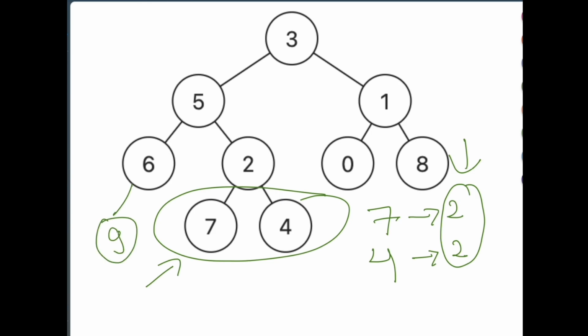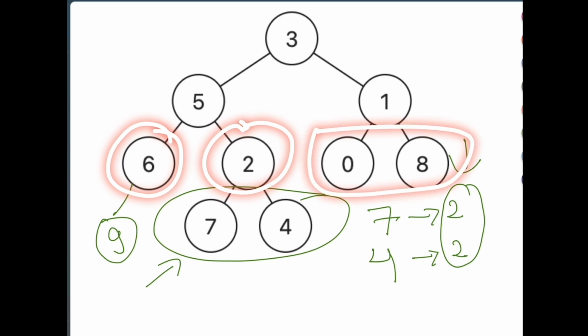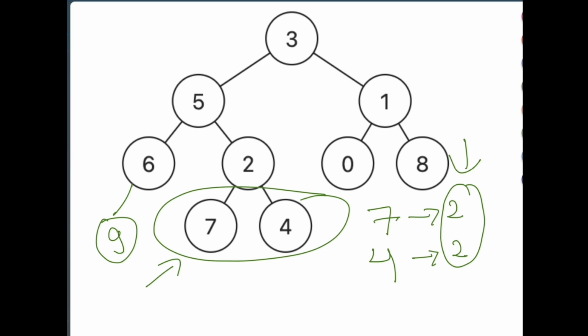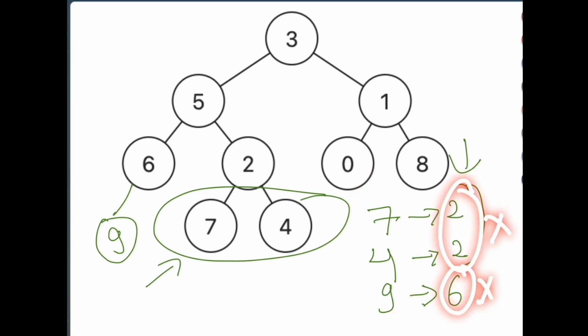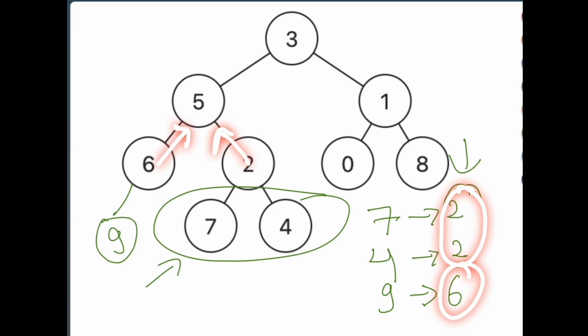Now in this case, 6 and 2 both will say that I have a leaf inside me. And 0 and 8, although they are leaf nodes, are not the deepest ones. Now the deepest leaves are 9, 7 and 4. So we will have 9 as well, and the parent of 9 is 6. My deepest leaves are 7, 4 and 9, but their parents are not the same. So now I will have to ask their parents, what are your parents? So the parent of 2 is 5, the parent of 6 is 5. And now both have a common parent and 5 is going to be our answer.